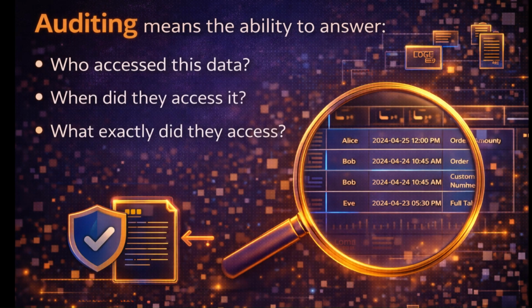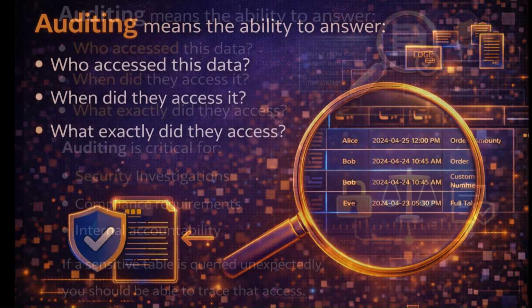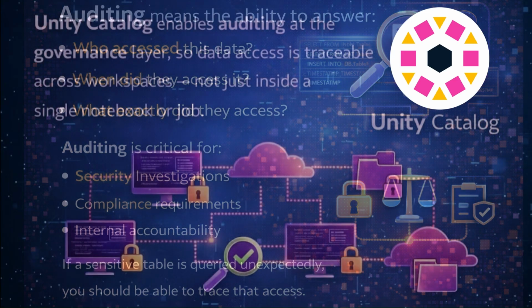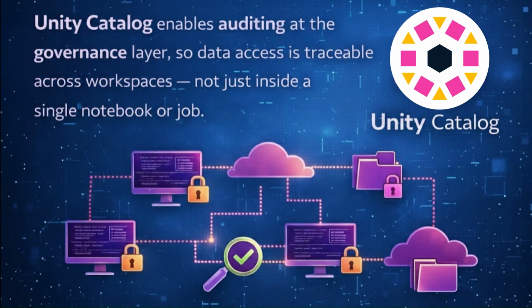Now, auditing, what does this mean? Auditing means the ability to answer who accessed the data, when did they access it, what exactly did they access, etc. Auditing is critical for security investigation, compliance requirements, and internal accountability. If a sensitive table is queried unexpectedly, you should be able to trace the access. Unity Catalog enables auditing at the governance layer. So data access is traceable across the workspace, not just inside a single notebook or job.